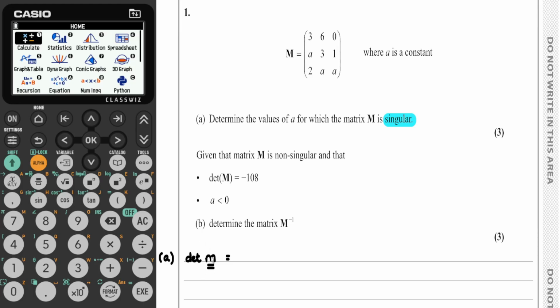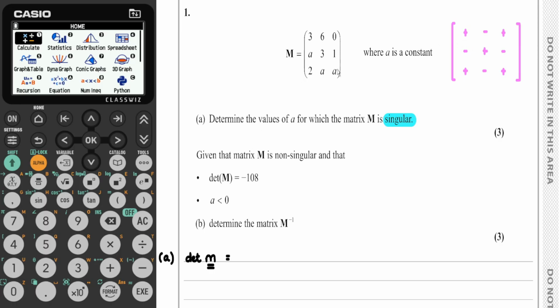Now, for us to find the determinant of M, we would have to expand along any particular row, and in doing so we have to consider the sign convention shown here: plus minus plus, minus plus minus, plus minus plus. Let us expand along the first row.